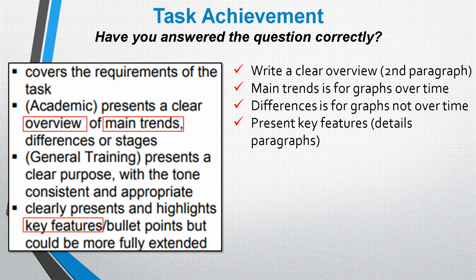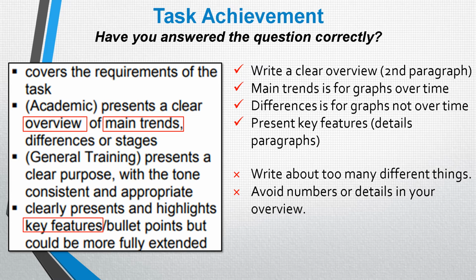Some things you're not going to do are write about too many different things. If you write about too many different things, then it's not an overview. It's not giving a summary of what you're looking at. It's just listing information from the graph or from the pie chart or whatever you're looking at. So that's why we're only using the 2 to 4 key features that you've already selected in the planning and analysis stage. We're going to avoid numbers or details in the overview.